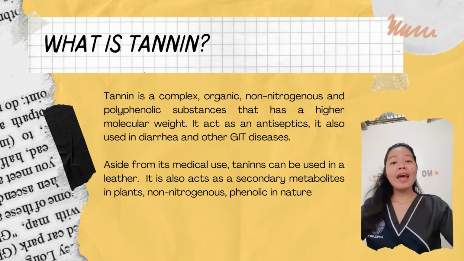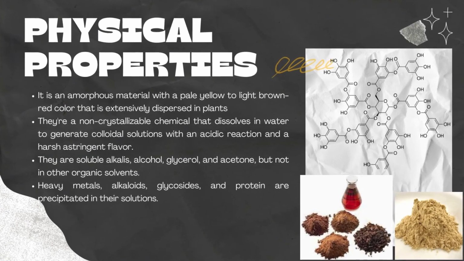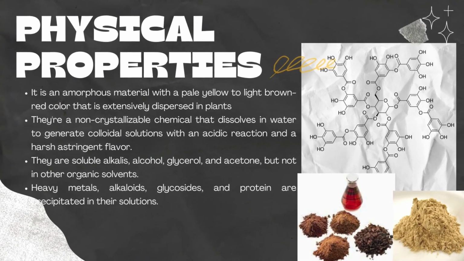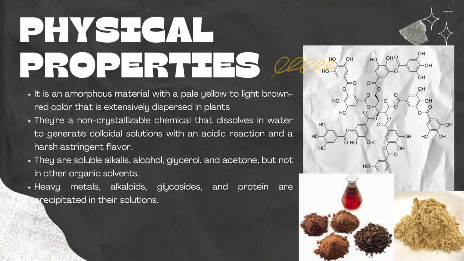What is tannin? Tannin is a complex, organic, non-nitrogenous, and polyphenolic substance that has a high molecular weight. Tannins are amorphous materials with a pale yellow to light brown-red color that is extensively dispersed in plants. They are also non-crystallizable chemicals that dissolve in water to generate colloidal solutions with an acidic reaction and a harsh astringent flavor. They are also soluble in alkalis, alcohol, glycerol, and acetone, but not in other organic solvents. They also precipitate the solutions of heavy metals, alkaloids, glycosides, and protein.